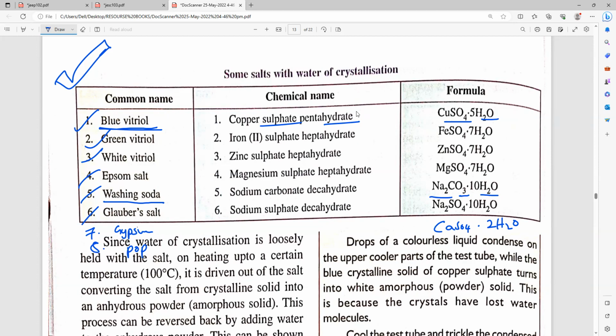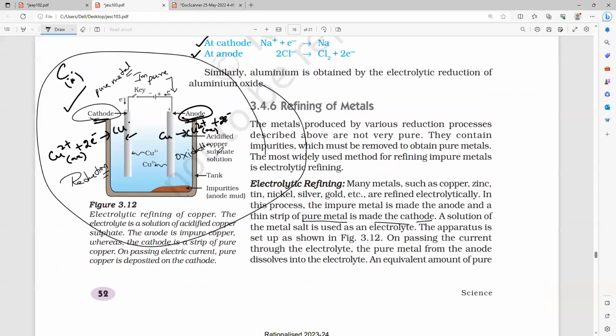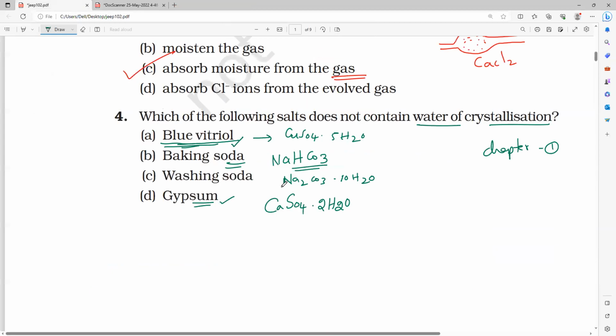Plaster of Paris. What is the common name? Check your book and see that plaster of Paris is what we call calcium sulfate hemihydrate. So what is the formula? CaSO4.1/2H2O. Please learn these eight formulas with the common names. Anything can come. Now blue vitriol, it came or not now? Verify it. Understand? Very, very important. So what is the answer now?